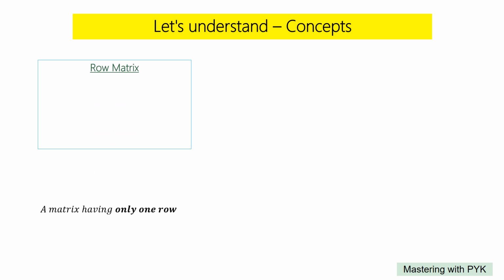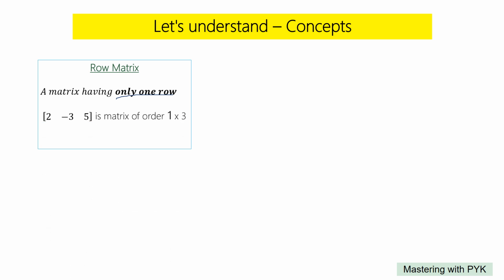Going ahead, how do you define a row matrix? A row matrix is a matrix which has only one row. So irrespective of the number of columns, the matrix would have only one row. In this example, we have 3 elements in the column and the row is 1. So order of the matrix, M cross N: M, the number of rows, is 1 and N, the number of columns, is 3, so it is 1 cross 3. In the second example, we have 2 columns and the row is 1. So it is 1 cross 2.